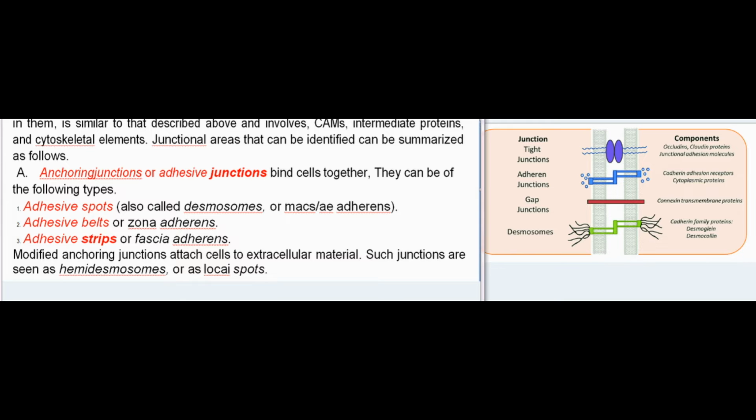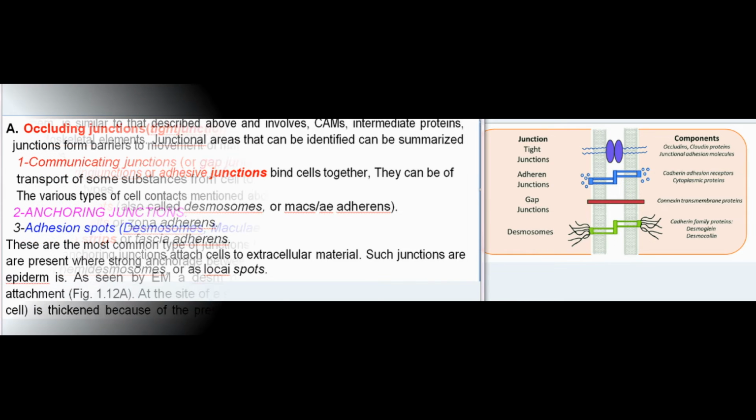Adhesive spots, also called desmosomes, or maculae adherens. Adhesive belts or zonula adherens. Adhesive strips or fascia adherens. Modified anchoring junctions attach cells to extracellular material. Such junctions are seen as hemidesmosomes, or as focal spots.